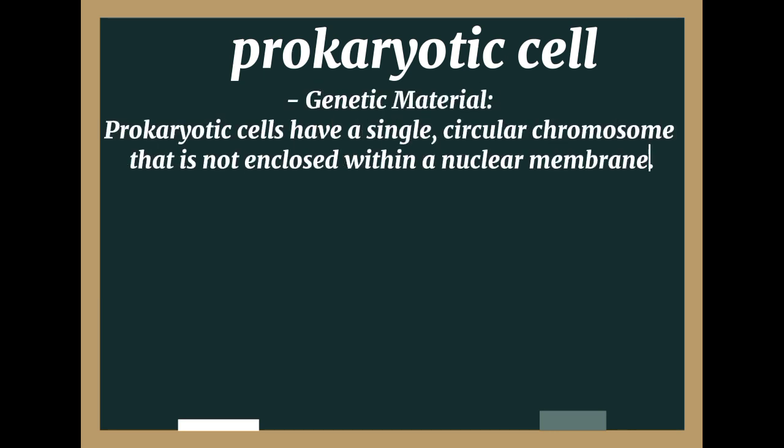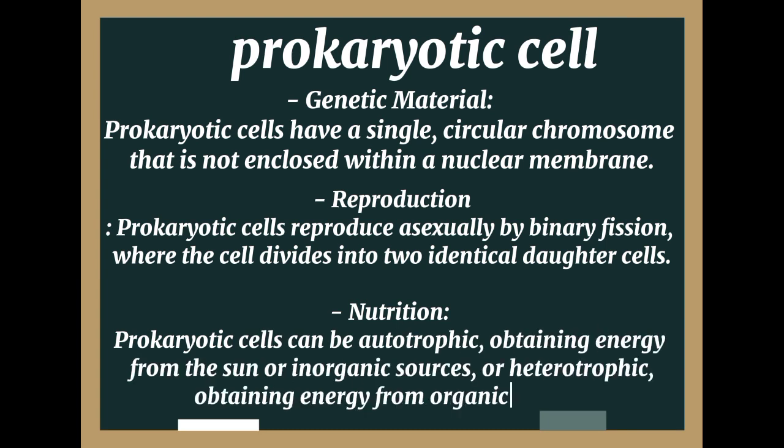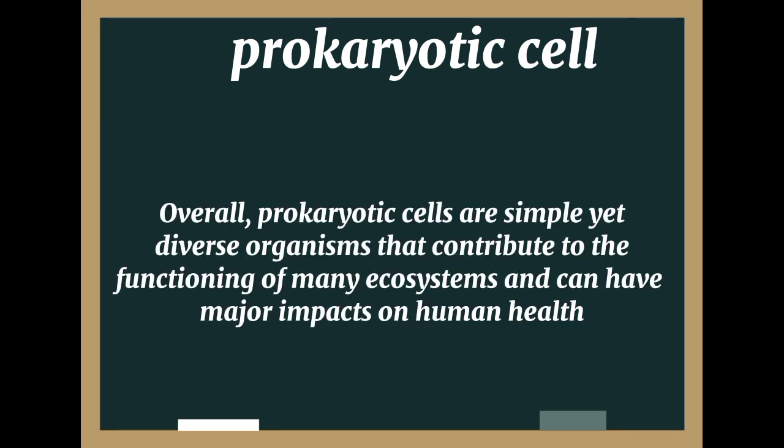Genetic material. Prokaryotic cells have a single circular chromosome that is not enclosed within a nuclear membrane. Reproduction. Prokaryotic cells reproduce asexually by binary fission, where the cell divides into two identical daughter cells. Nutrition. Prokaryotic cells can be autotrophic, obtaining energy from the sun or inorganic sources, or heterotrophic, obtaining energy from organic sources. Overall, prokaryotic cells are simple yet diverse organisms that contribute to the functioning of many ecosystems and can have major impacts on human health.